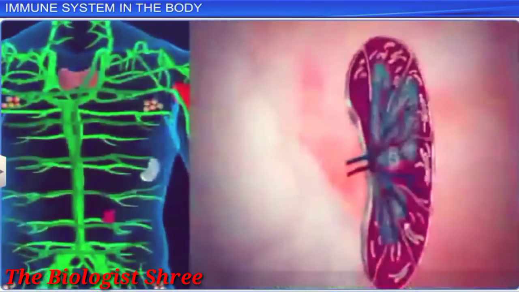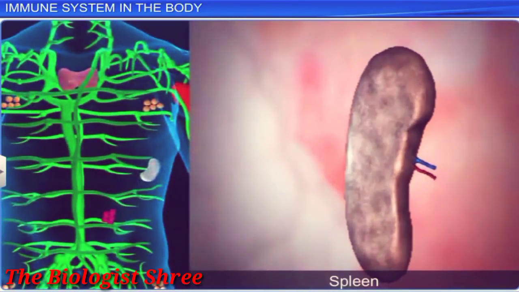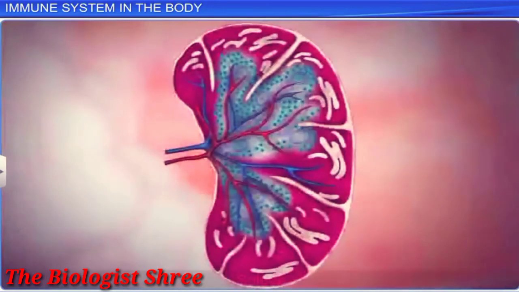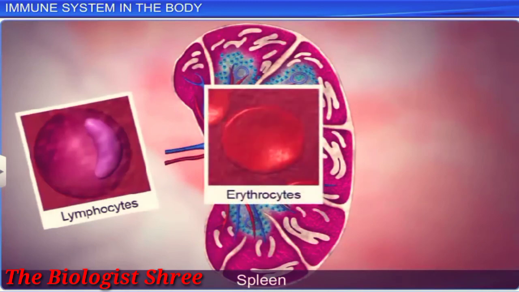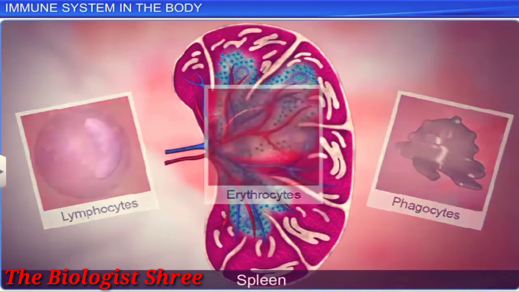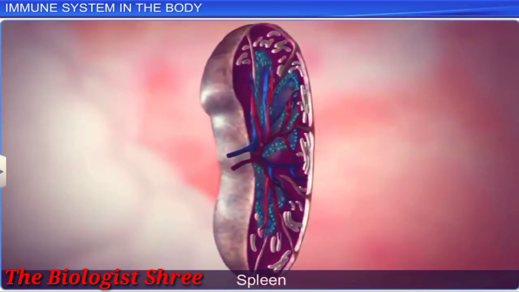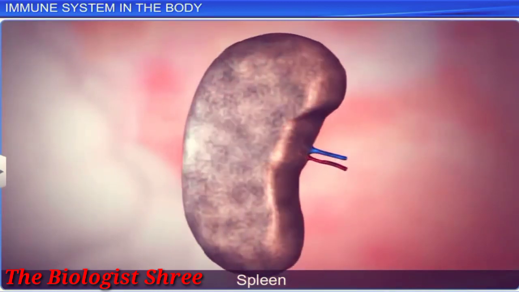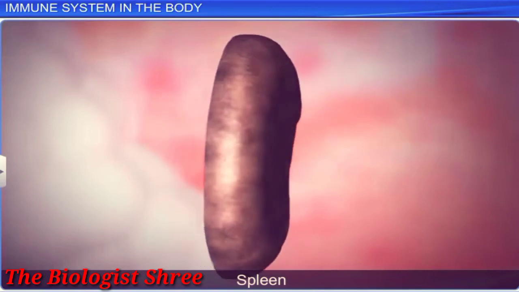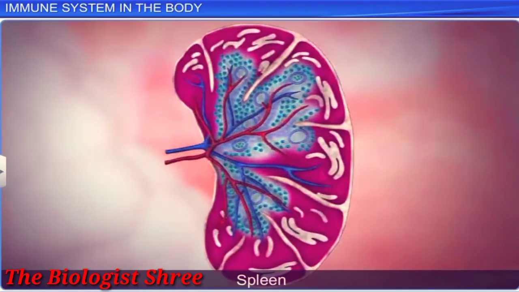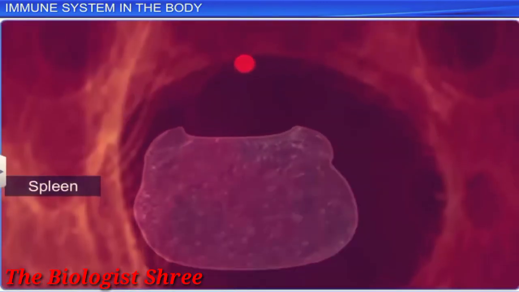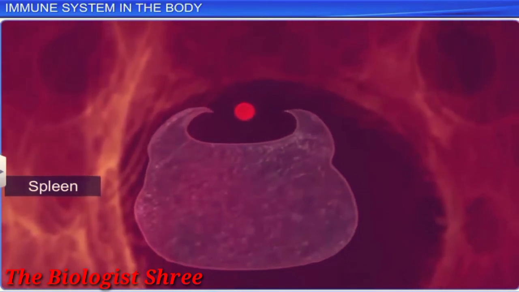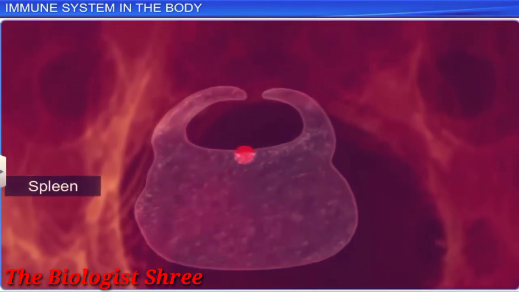The spleen is a large bean-shaped organ located in the upper left part of the abdomen, protected by the rib cage. It chiefly contains lymphocytes, erythrocytes, and phagocytes. It acts as a large reservoir of blood to be supplied in times of emergencies like hemorrhagic shock or excess loss of blood due to cuts or injuries. It also plays the role of an RBC graveyard by removing old or damaged RBCs from the body.